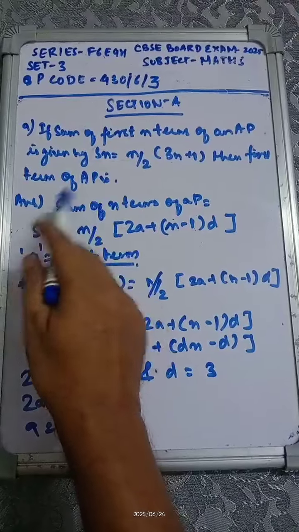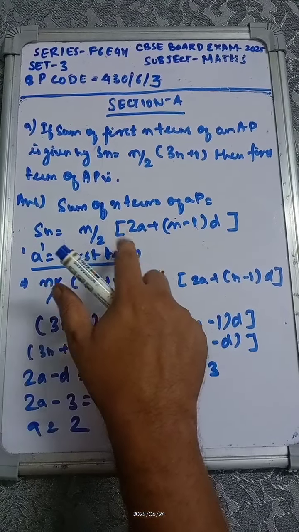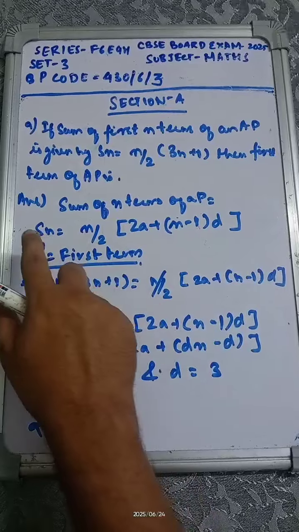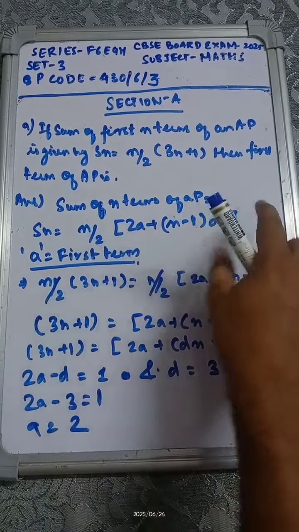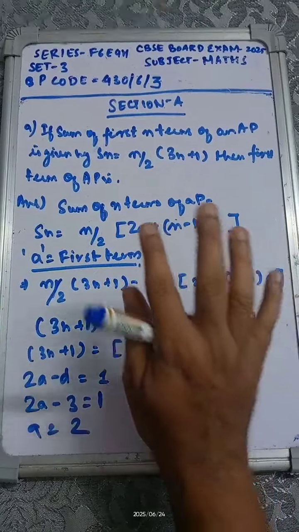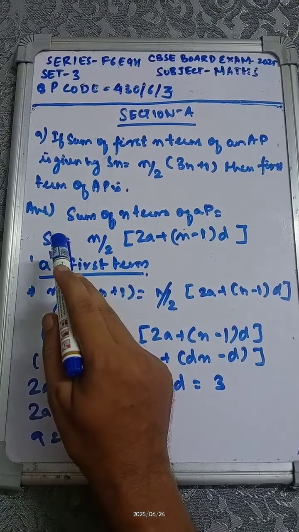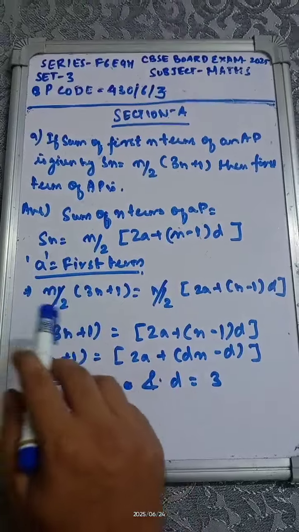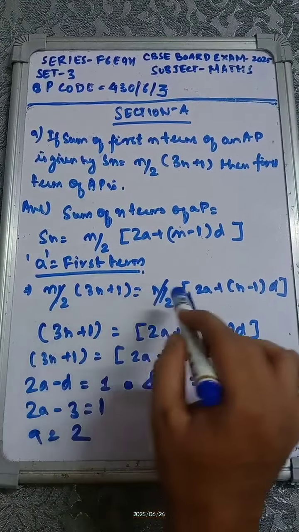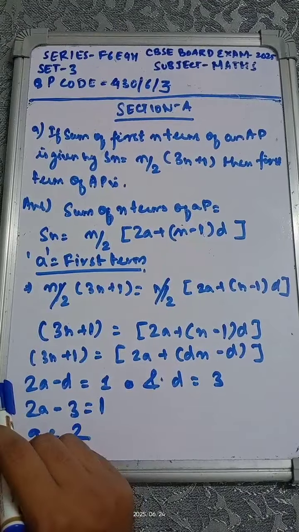So the sum of n terms of an AP, the formula I have written: Sn equals n by 2 whole square bracket 2a plus (n minus 1) into d. Now a is the first term, so I just put the value of Sn that is given here: n by 2 into (3n plus 1), and the right hand side is kept like this. Now here you can observe one thing.